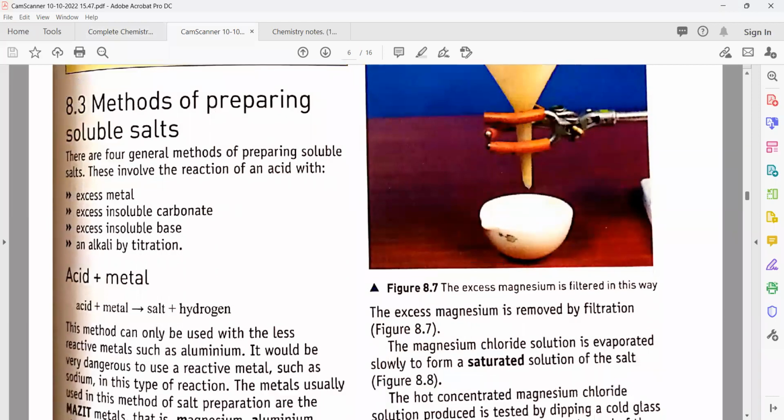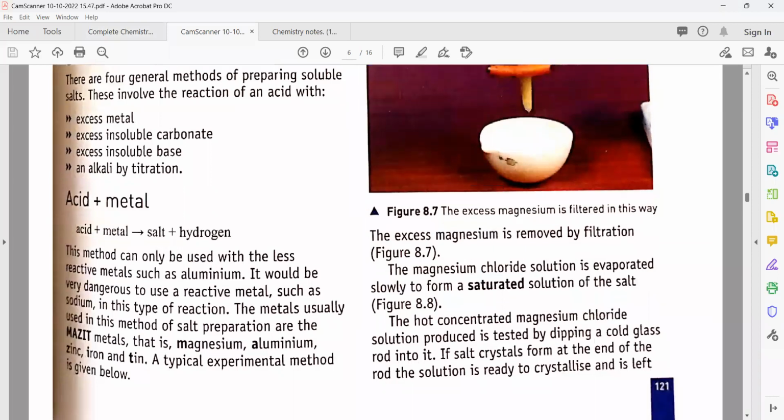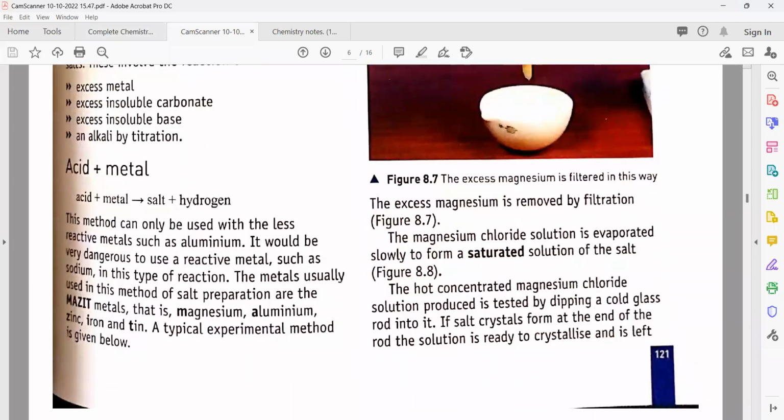So the excess magnesium is removed by filtration. You know very well what the filtration process is. What is filtration?